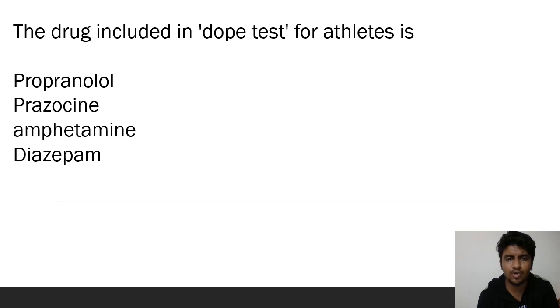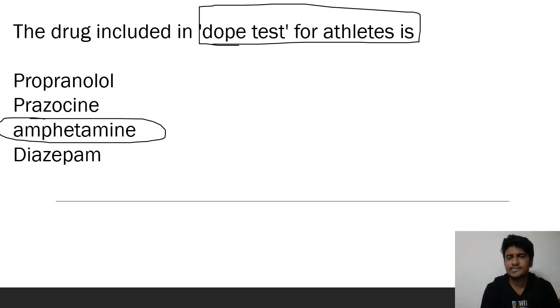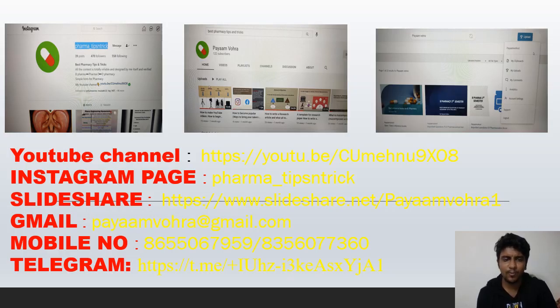The drug used in the dope test for athletes. So the dope test is usually a test for amphetamine, because it is very important. Certain athletes take certain hormones or certain drugs so that their energy and stamina are enhanced. And amphetamine is a drug that is used for the dope test.